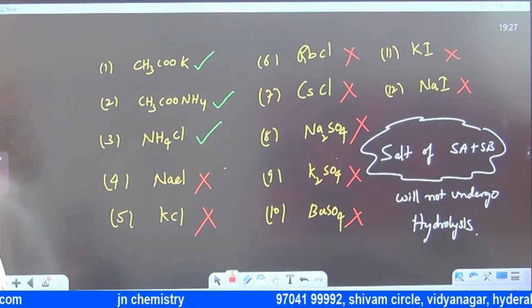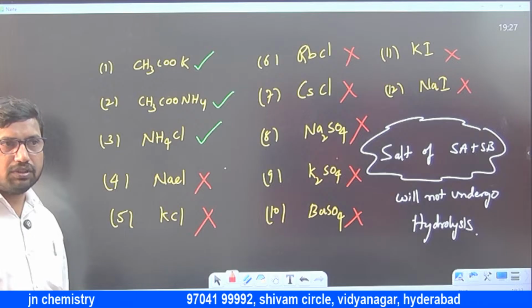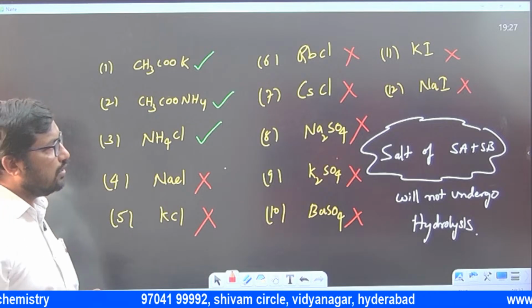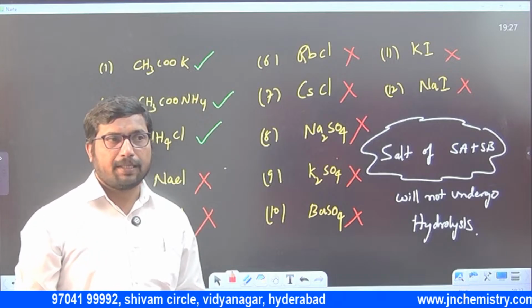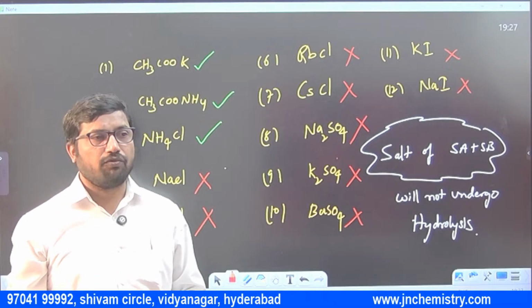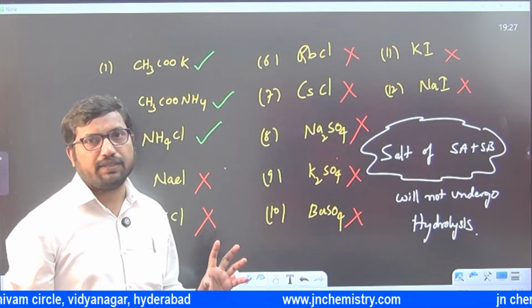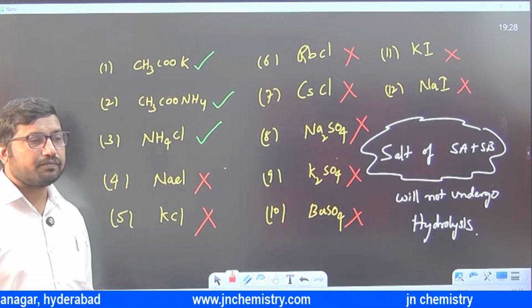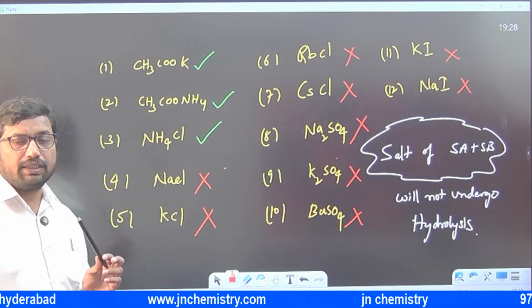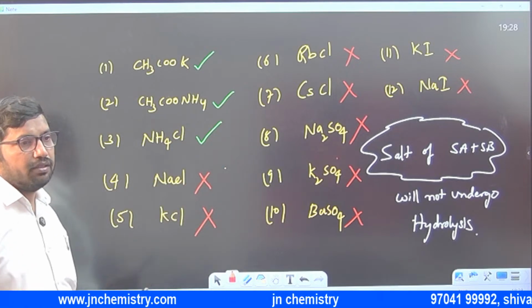So salts of weak acid and weak base also undergo hydrolysis, but salts of strong acid and strong base will not undergo hydrolysis. What is the reason? Reactions are moving from strong to weak, but not weak to strong. That would be the reason. Got it? Anybody having any doubt? Very, very important question. There is a huge probability of a question from this particular area.